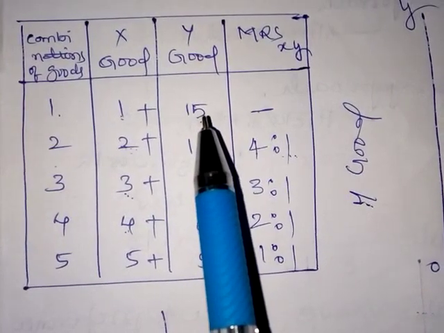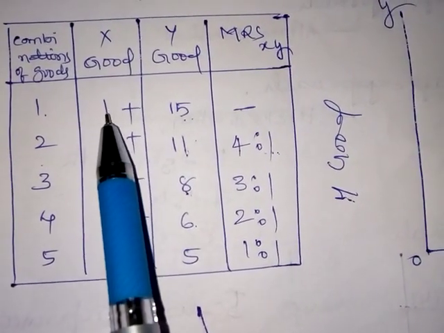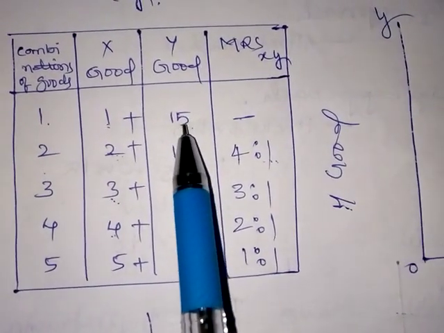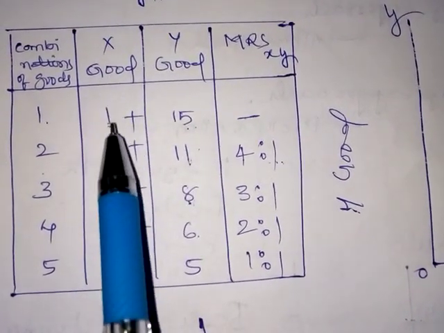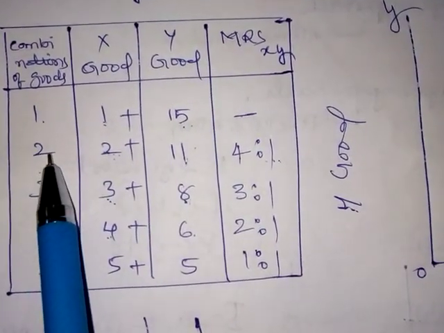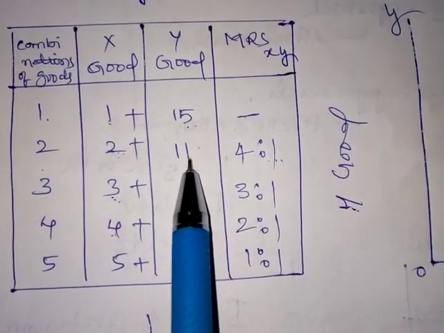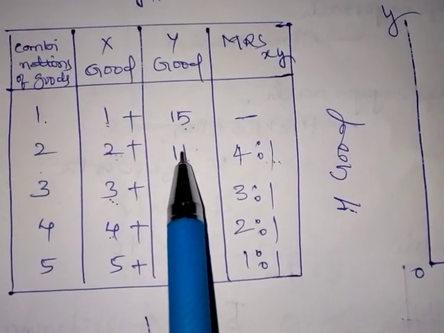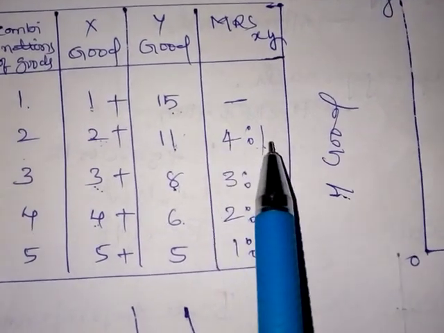Here he has 15 units of Y and 1 unit of X. Naturally, he gets more satisfaction from X and less satisfaction from Y. That is why the consumer is willing to lose some Y units in order to get one extra unit of X. So in the second combination, there are 2 X units and 11 Y units. So in order to get one extra unit of X, he is losing 4 units of Y. So the ratio, marginal rate of substitution of X for Y, is 4:1.